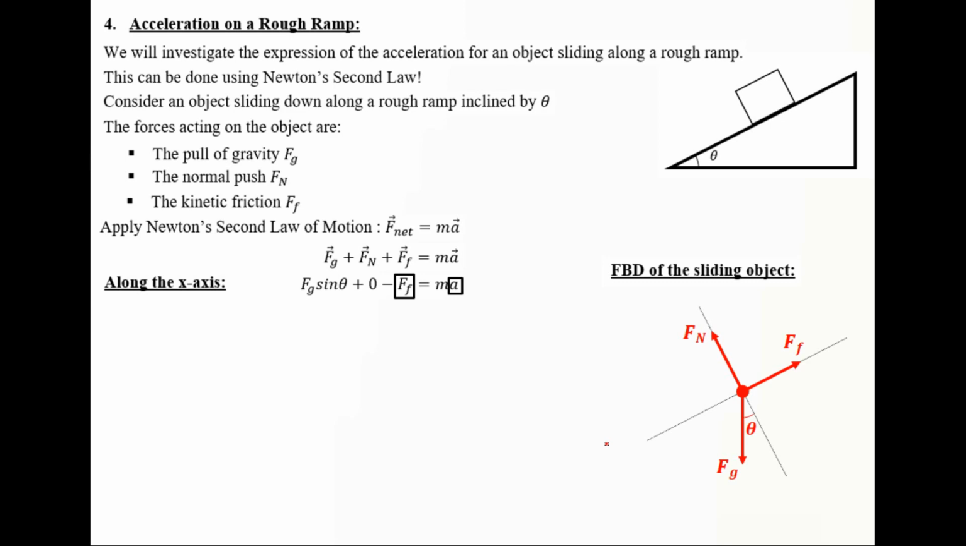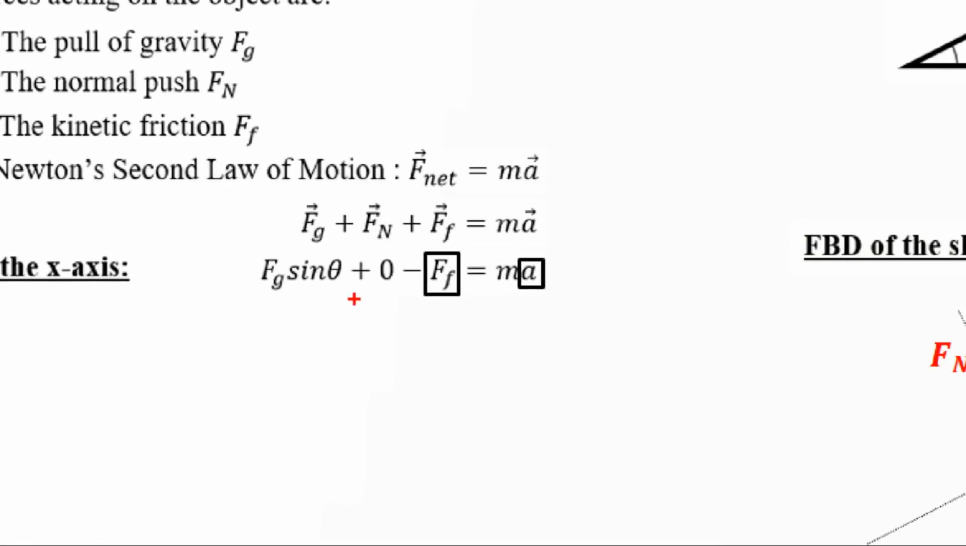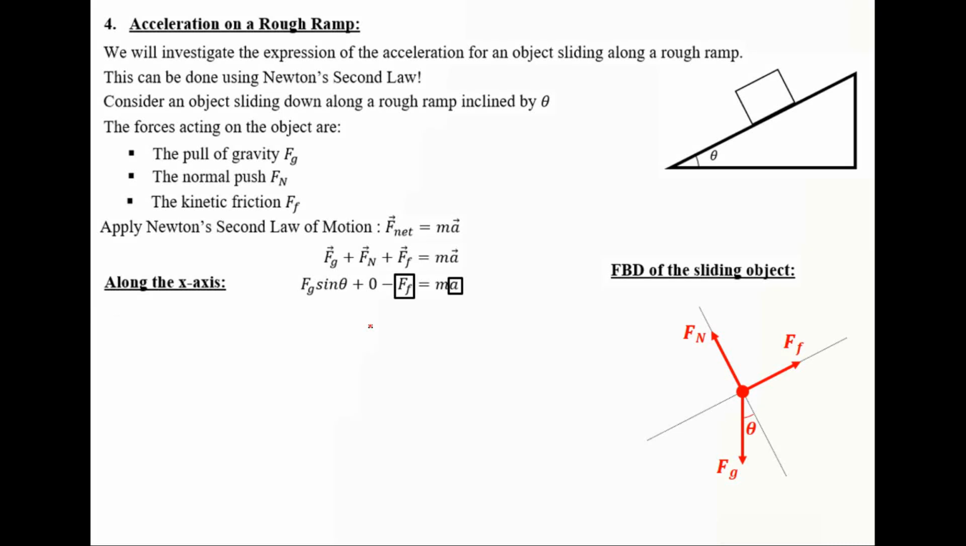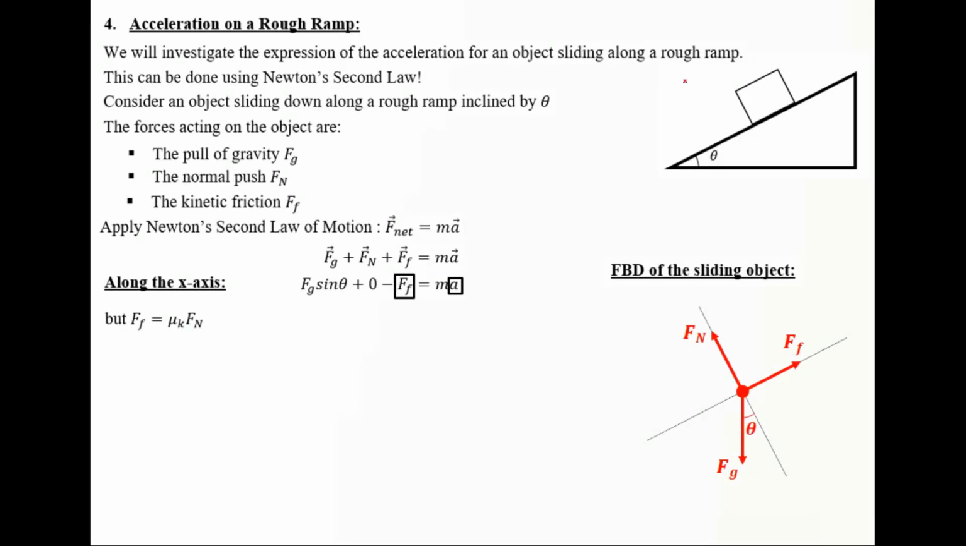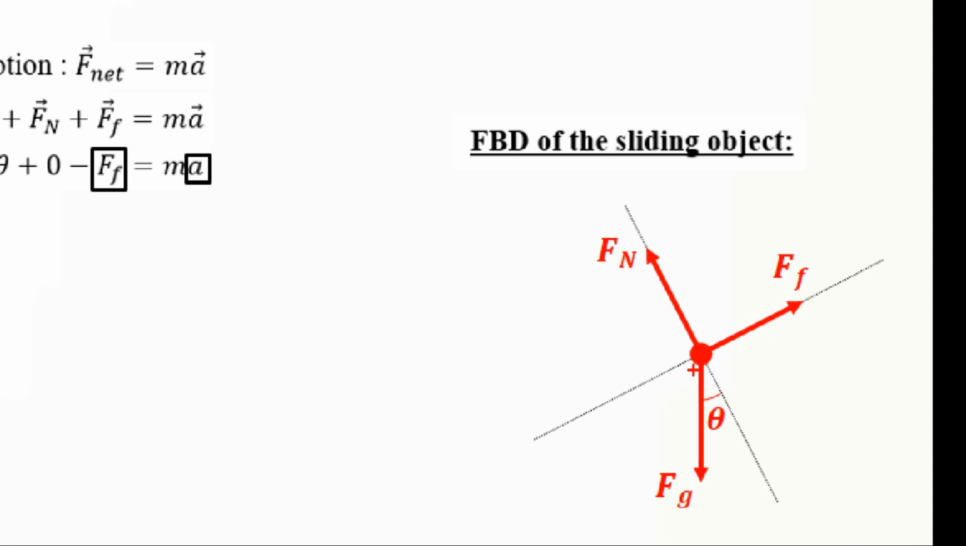However, here, if you notice carefully in this equation, we have two unknowns. We have a, which is to be determined, and we have the friction also should be determined. We know that the friction is given in this case to be the coefficient of kinetic friction multiplied by the normal push, kinetic and not static, because as we've mentioned, the block is moving. And in this case, we know that the normal push, on a ramp from the previous class or video, is given by Fg cosine theta.